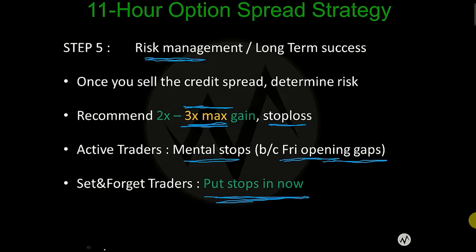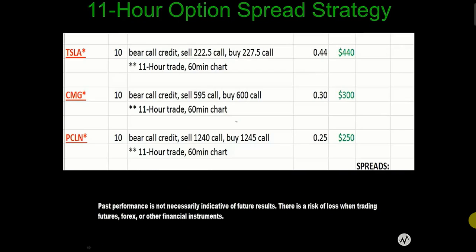All right. Here's the example. Last week, we did a $5 wide credit spread. We got 44 cents. What's my physical stop? I'm willing to take an $880 loss. That's a 2 times stop. Or you can do it closer to 1,200.